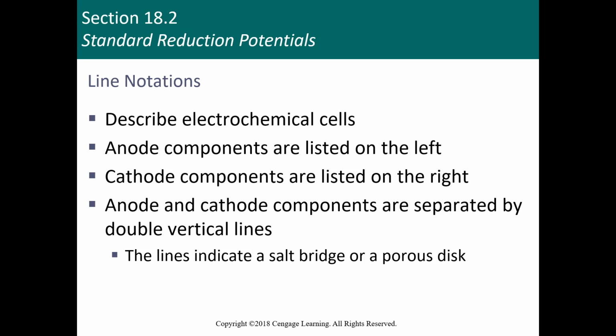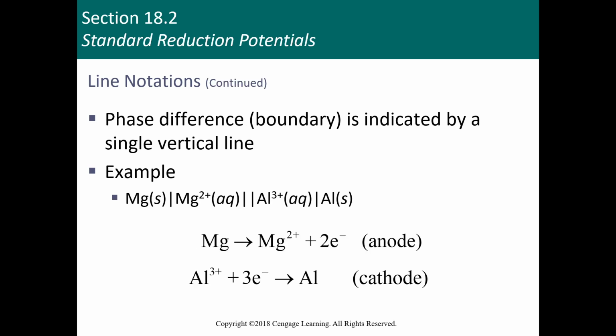Okay, so the anode and cathode components are going to be separated by double vertical lines. The double vertical lines actually indicate the salt bridge or the porous disk. It literally indicates a separation between the two cells, which is your salt bridge or porous disk. And in fact, it kind of looks like a porous disk, so that works nicely. The phase difference boundary is going to be indicated by a single vertical line. Now, what am I talking about for the phase difference? Look, that's a solid. That's aqueous. Those are different phases. So that was the phase difference, okay?